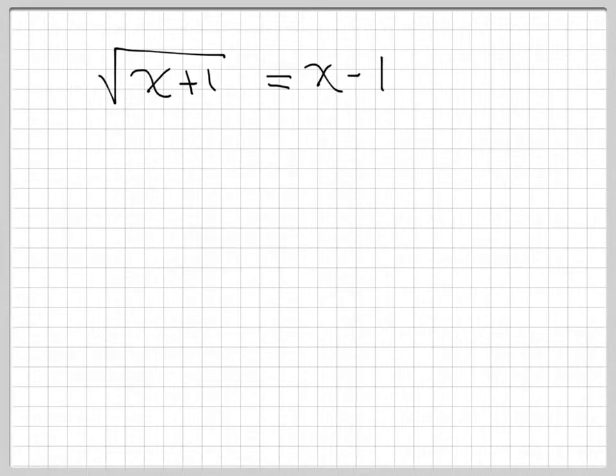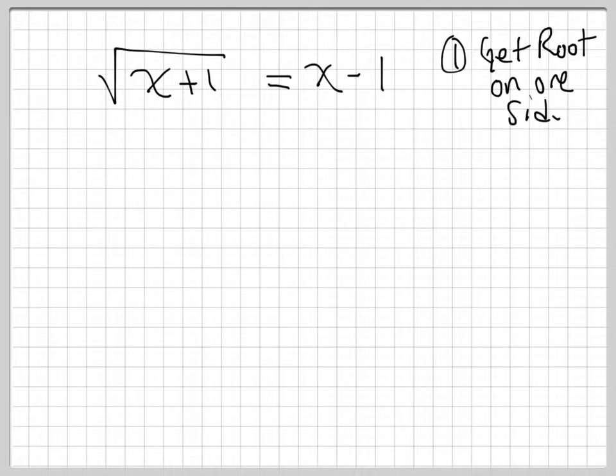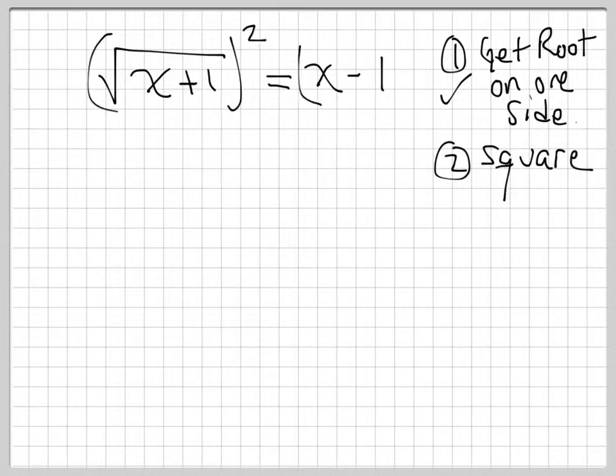So you may be wondering why we have to check our answers, and I'll go ahead and give you the reason why. So remember, step 1 is get the root on one side. Step 1 is done for us. Step 2 is square. And so we're going to square both sides.